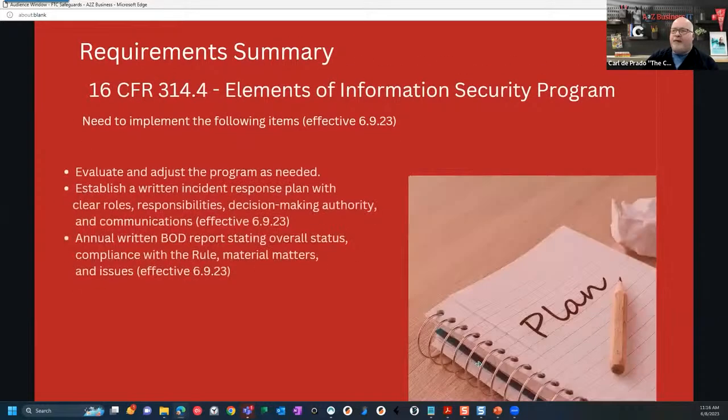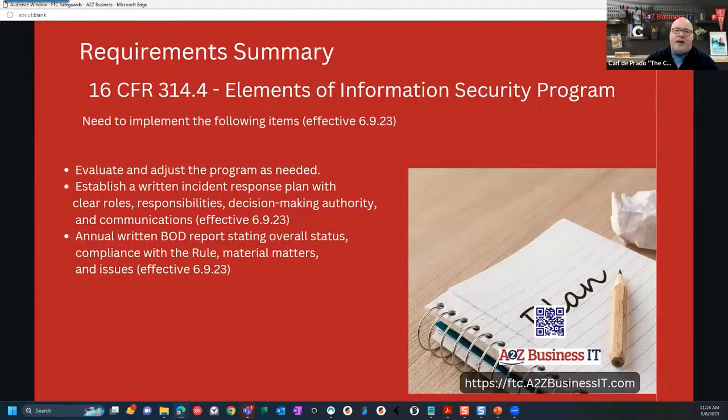So on top of that, you're going to need to do a plan. It's going to be a living plan, meaning that you're first of all writing an incident response plan with clear roles and responsibilities and decision-making. And if you think about it, when I say written incident response plan, why that's so important.